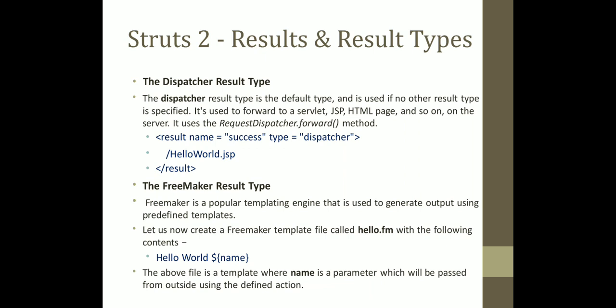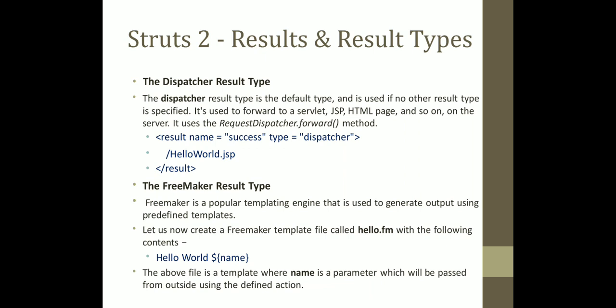Then it is used to forward to a servlet, JSP, HTML page and so on, on the server side. This uses the request dispatcher dot forward method. This is all about the dispatcher result type. Then how to use it in code, we'll see.